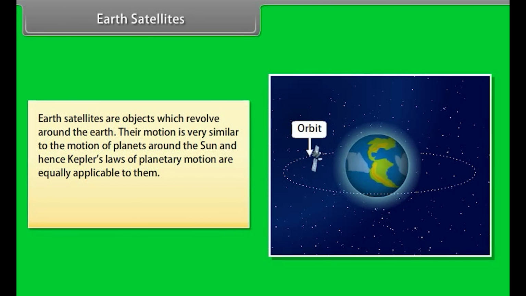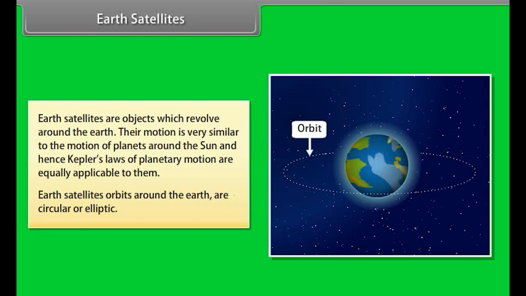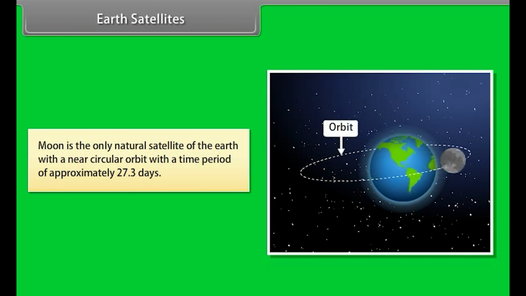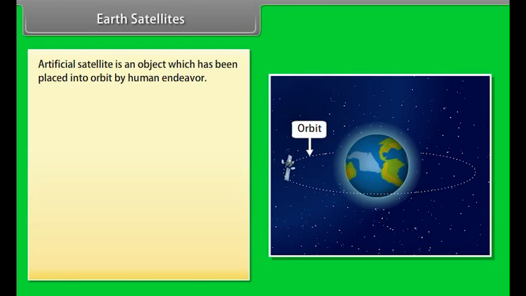Earth satellites. Earth satellites are objects which revolve around the Earth. Their motion is very similar to the motion of planets around the Sun, and hence Kepler's laws of planetary motion are equally applicable to them. Earth satellites' orbits around the Earth are circular or elliptic. Moon is the only natural satellite of the Earth with a near circular orbit with a time period of approximately 27.3 days. Artificial satellite is an object which has been placed into the orbit by human endeavor.